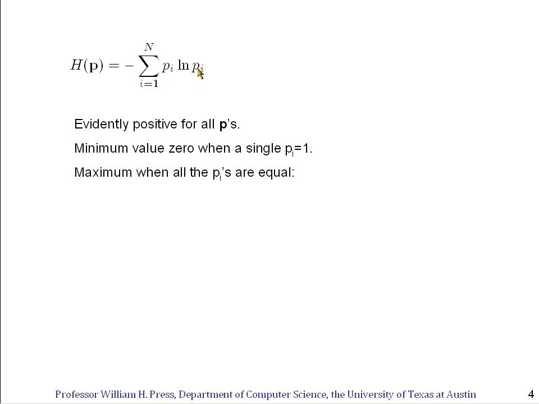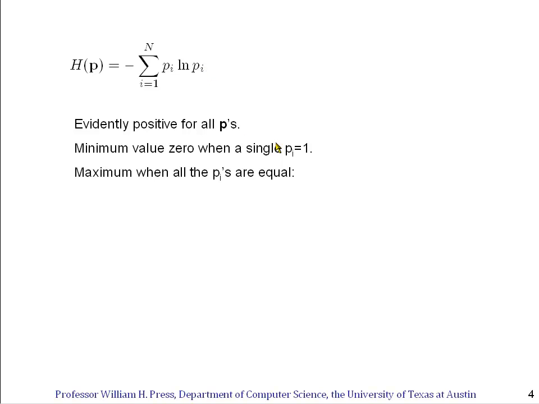Of course, the log has a singularity at 0, but it's a very weak singularity compared with the limit of p_i going to 0 outside the log. So when it's 0, this is 0. But they can't all be 0 because they have to sum to 1. And if one of them is 1, then it's 0 by virtue of the log here. Log of 1 is equal to 0. Okay, so the minimum value is 0.